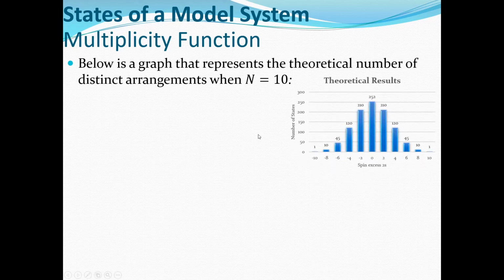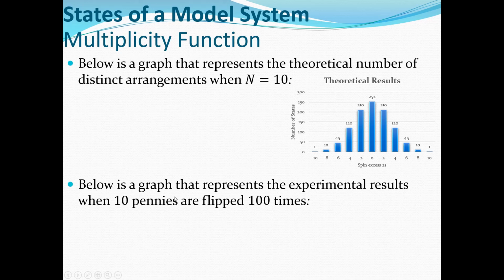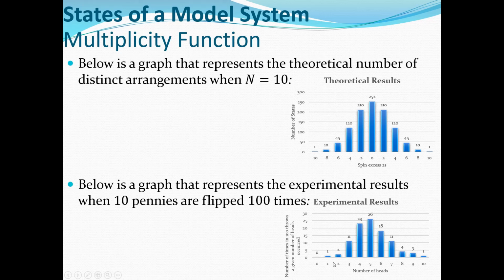Alright, here's just a quick little example. Here is a theoretical scenario where we have, again, a binary system, 10 setups. Here are the total number of states for all the different macrostates possible. So again, this is what we end up getting. Now, this was an experimental result of what you got when you flipped 10 pennies 100 times. You'll notice that we actually end up getting very similar results here.